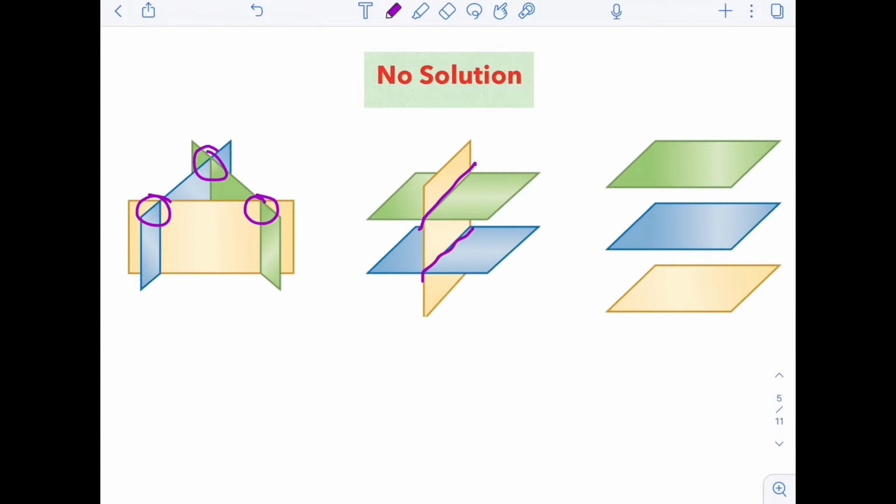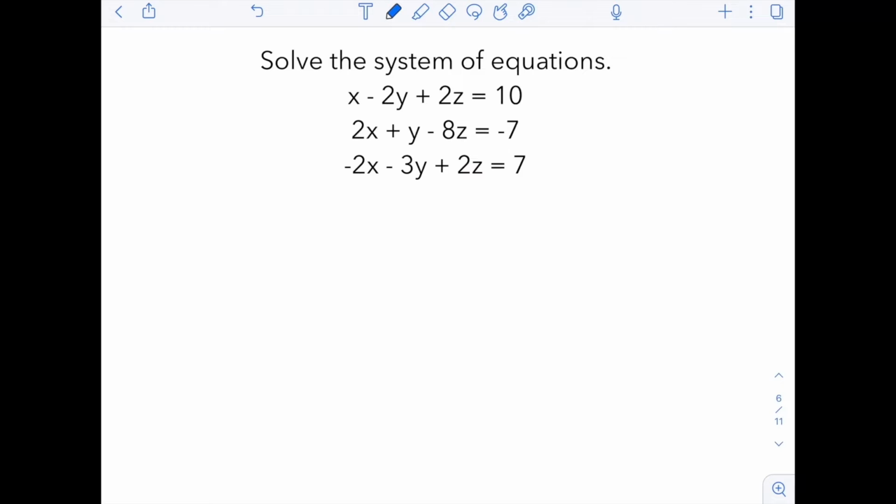So let's look at an example of this. Solve the system of equations. We have this system of equations in three variables. We have three equations and three variables, and we need to figure out the ordered triple solution. We want the x, y, and z value.